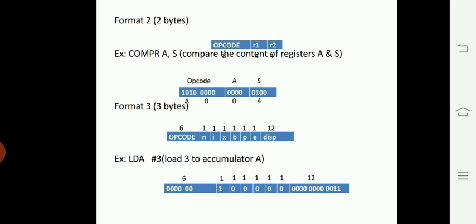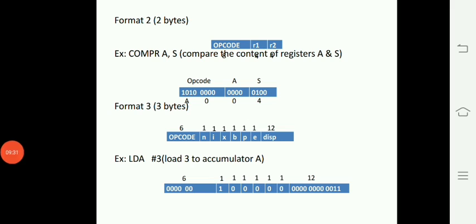Next is a format 3 instruction. The length of a format 3 instruction is 3 bytes. The first 6 bits are used to represent the opcode, followed by NIXBPE, 1 bit each, and the last 12 bits are used to represent the displacement.